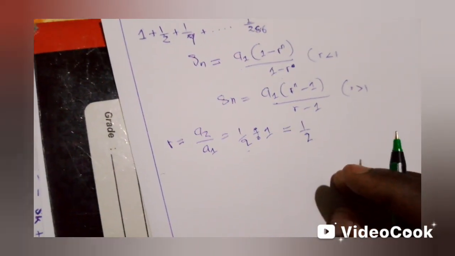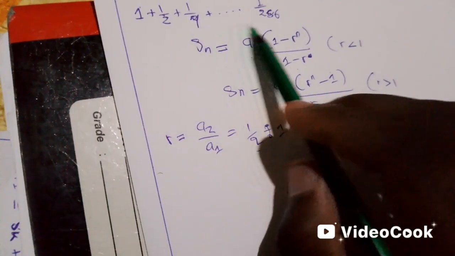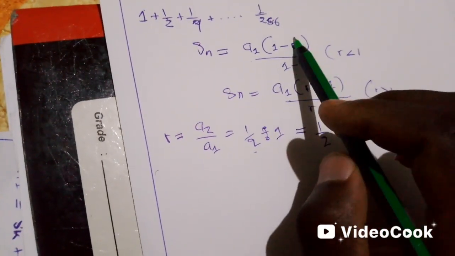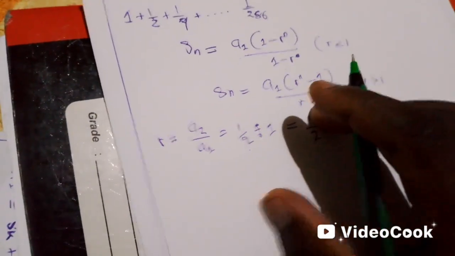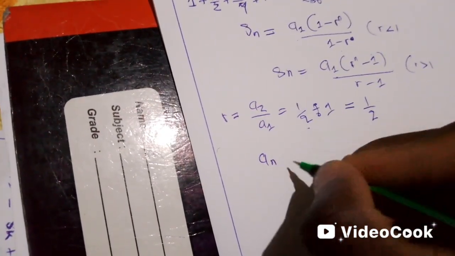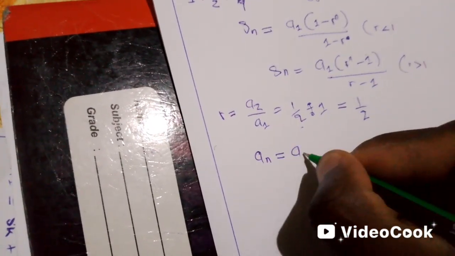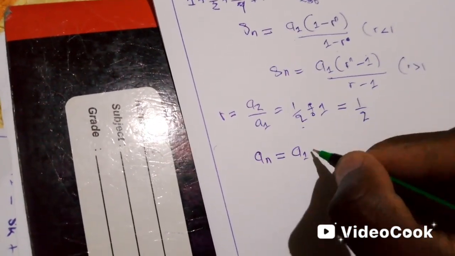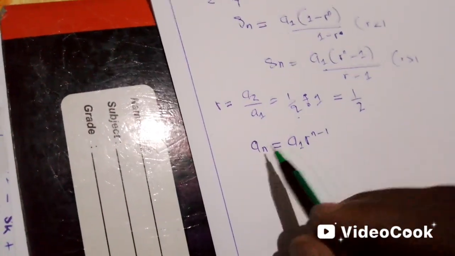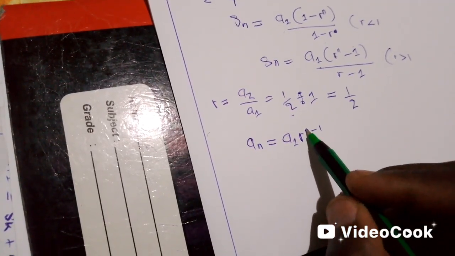Okay, so what else do we need? We need the terms. We know all these are terms up to the last, but we don't know what term number the last one is, and we need it to fill in our formula. So we're going to use the nth term to find it. In the GP, the nth term is equal to a1 times r to the power n minus 1. So nth term is equal to first term times common ratio to the power n minus 1.